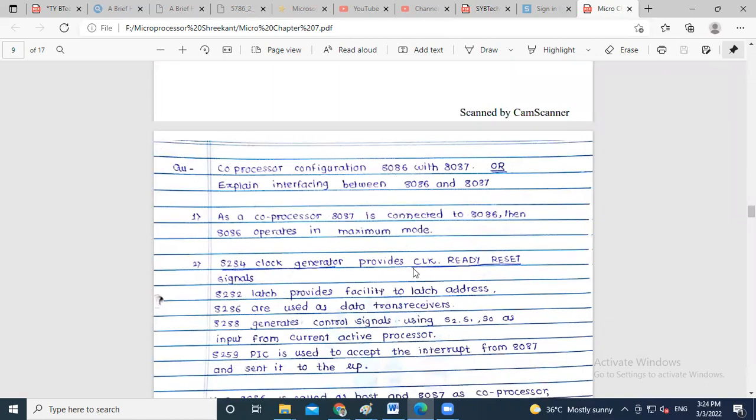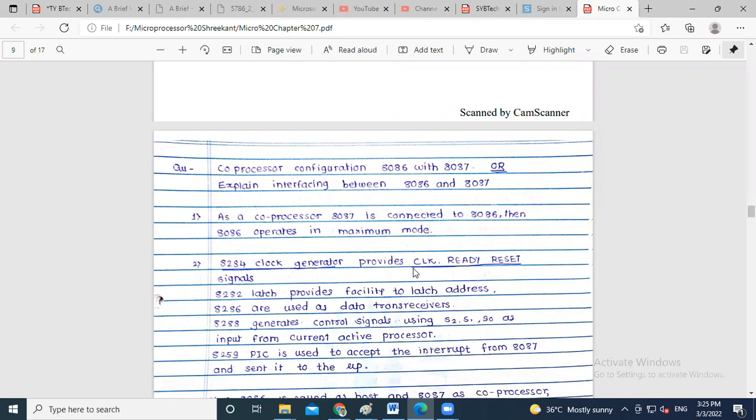Once you know the pin configuration, features and data types of the coprocessor 8087, that is the numeric data processor, next we will go for how to do the interfacing of this 8087 coprocessor along with the 8086 main processor. As we said earlier, the 8087 is a coprocessor, and we are interfacing it with the 8086 because the 8086 is the main processor. So how will we do this interfacing?